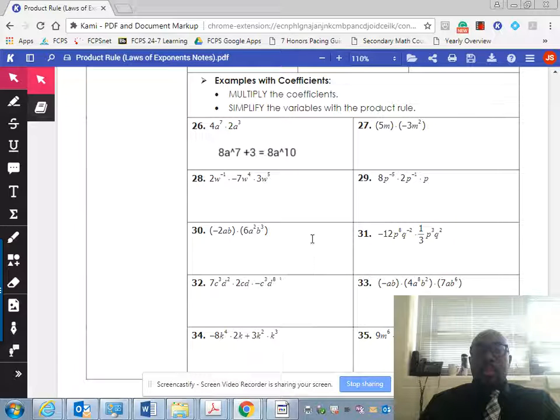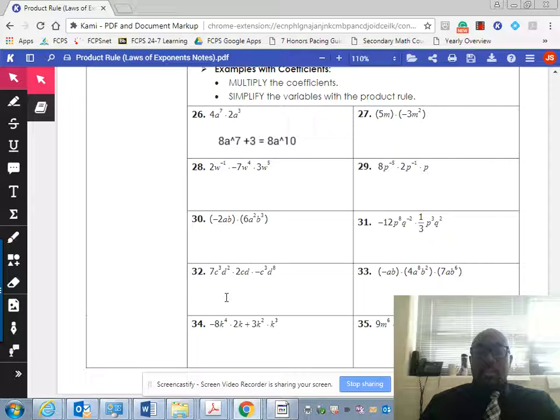Okay, let's do another example together. Let's jump down. Let's do one that looks nice and pretty. Okay, let's do number 32 together. I like that one. Looks good. So number 32 says 7c to the third power d to the second power times 2cd times negative 3 c to the third power d to the eighth power. So first and foremost, we multiply all the coefficients. So 7 times 2 is 14, and 14 times negative, well, there's no number here. Well, what number is there? Negative 1. So 14 times negative 1 is going to be negative 14.